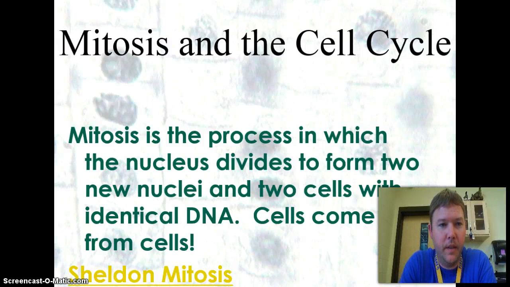This time we're talking about mitosis and the cell cycle. Now, we've talked a little bit about mitosis already, but what is mitosis? Well, it's simply a process in which the nucleus divides to form two new nuclei and two cells with identical DNA. What have we learned? Cells come from cells, and that's exactly where they come from, is from mitosis.